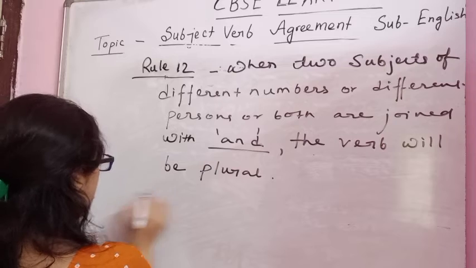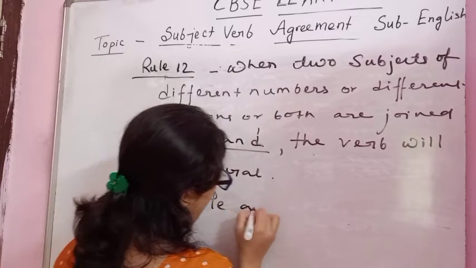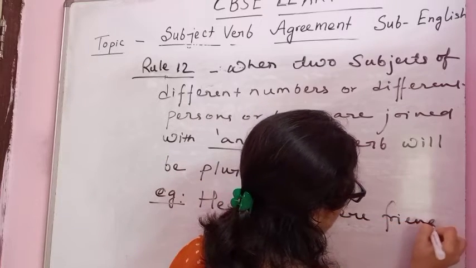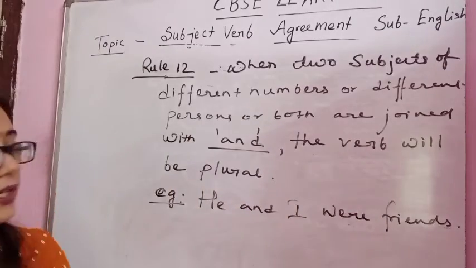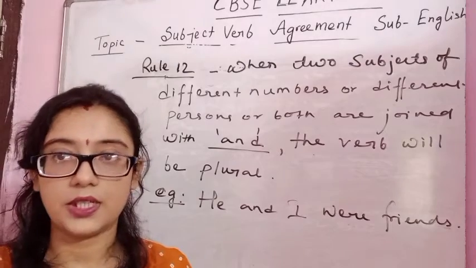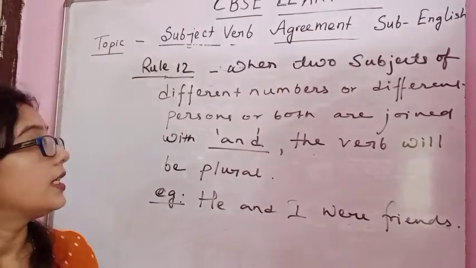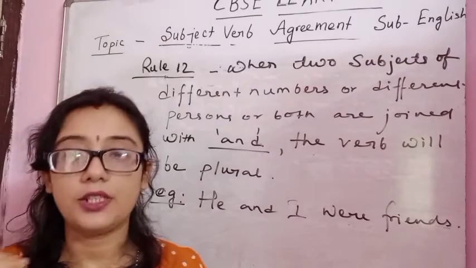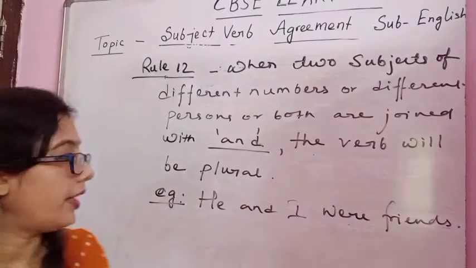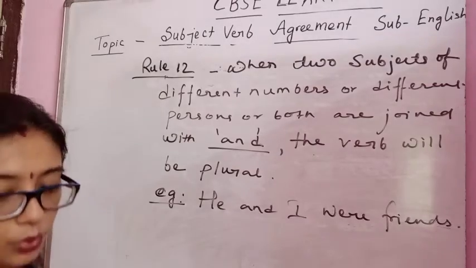Okay. The example: he and I were friends. It doesn't matter what the subject is. If you are using two subjects, whatever the number is, if you are using "and" to join them, the verb will be plural. Okay. Now next comes rule 13.